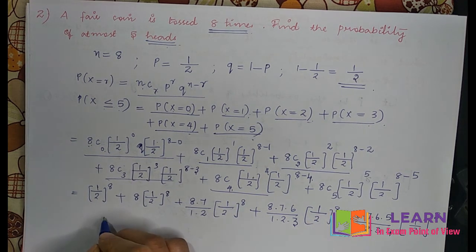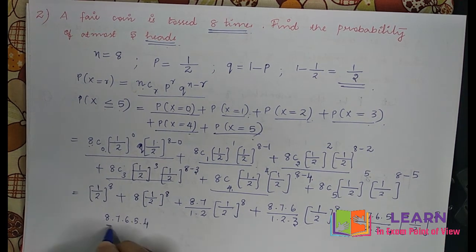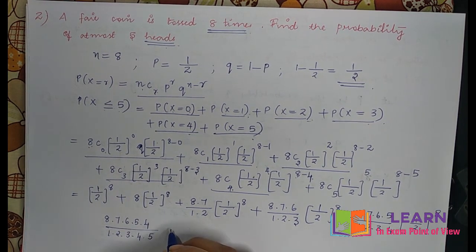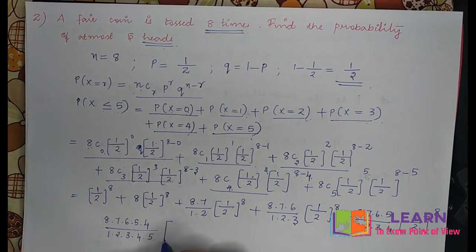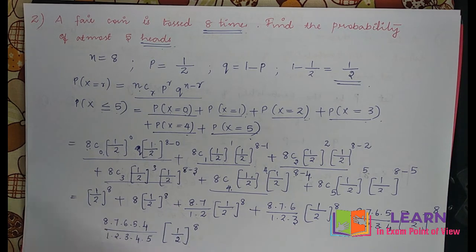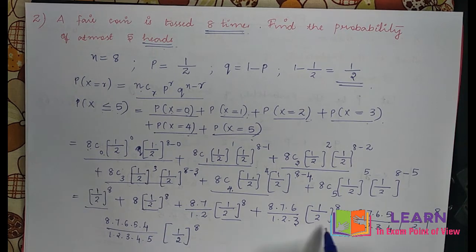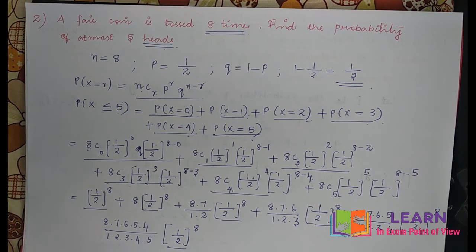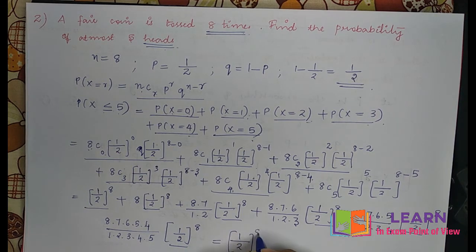Okay. Last one we are getting 8 into 7 into 6 into 5 into 4 will come, right? By 1 into 2 into 3 into 4 into 5. Okay, then last. Here also 8 minus 5, 3, 3 plus 5, 8. That is (1/2) raised to 8 will come. Okay. Then in all cases which is common, this (1/2) raised to 8 is common. Take that outside. Okay. That is (1/2) raised to 8 you can take outside.